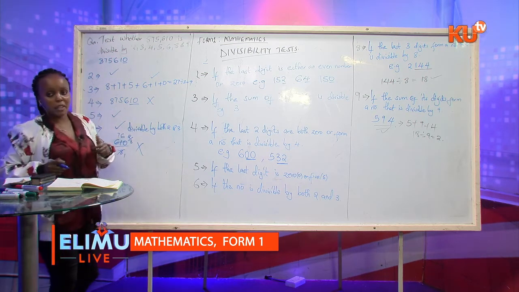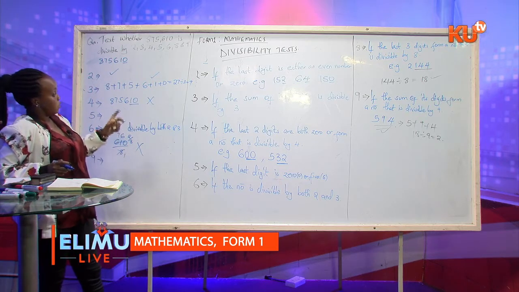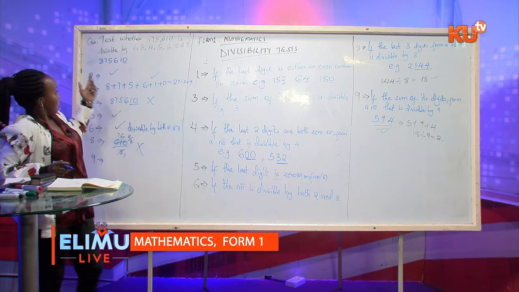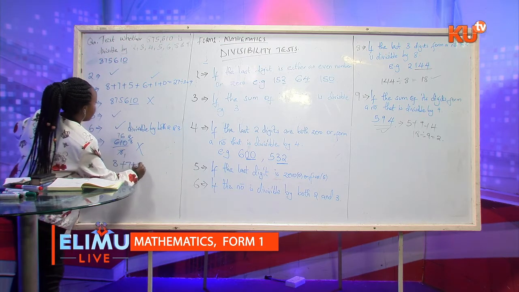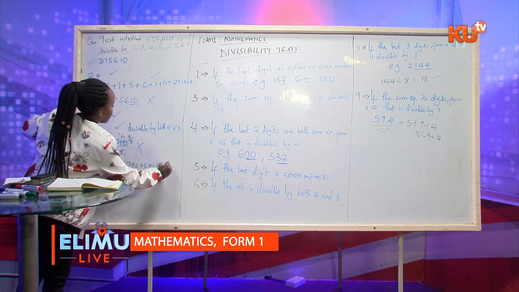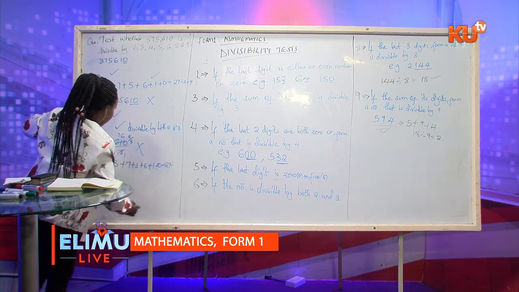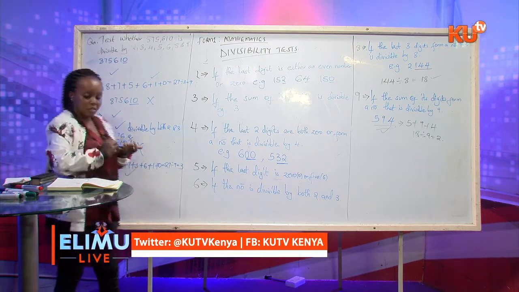A number is divisible by 9 if the sum of its digits forms a number that is divisible by 9. So for our number, this is 8 plus 7 plus 5 plus 6 plus 1 plus 0. This gives us 27, divided by 9 gives us 3, meaning that this number is divisible by 9.